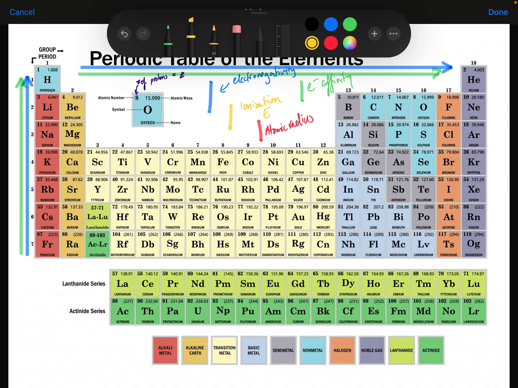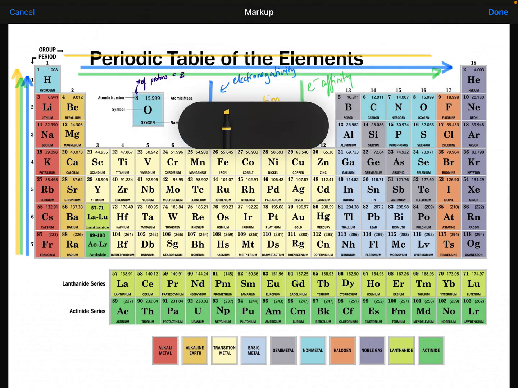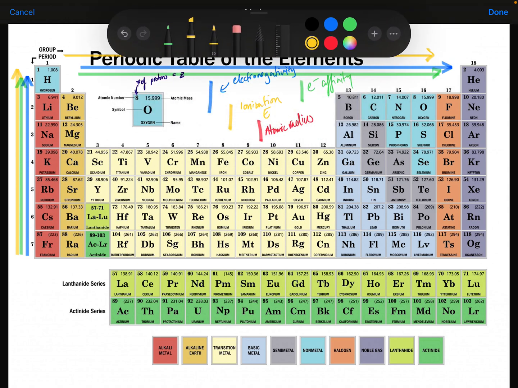Now, ionization energy, while it also has the same trend, has a major difference: helium has the highest ionization energy. That's because helium does not ever want to give up its electrons. If you're a noble gas, you would not ever want to give up your electrons.